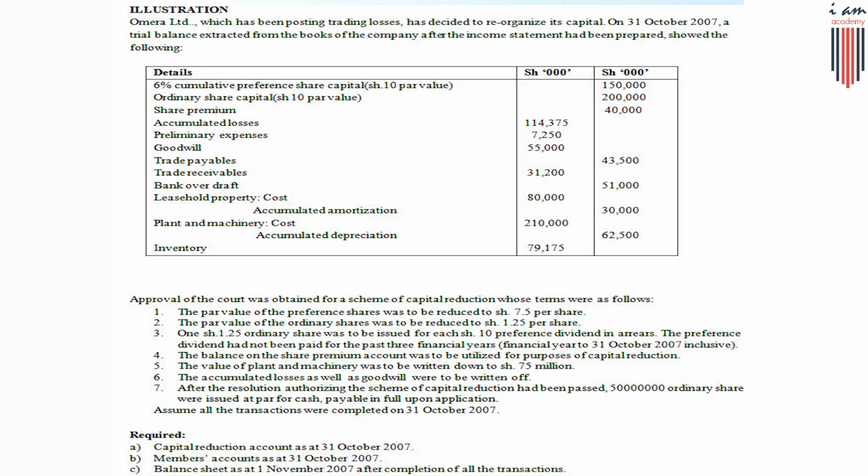The next item, 1 share of 1.25 ordinary share was to be issued for each 10 shillings of preference dividends in arrears. The preference dividend had not been paid for the past 3 financial years, to the financial year ended 31st October 2007 inclusive. Now you need to remember, friends, very well, we are talking about dividends in arrears. And the dividends in arrears for the last 3 years, including the current year, had not been paid.